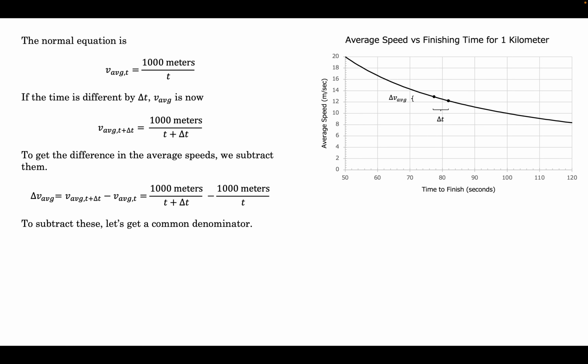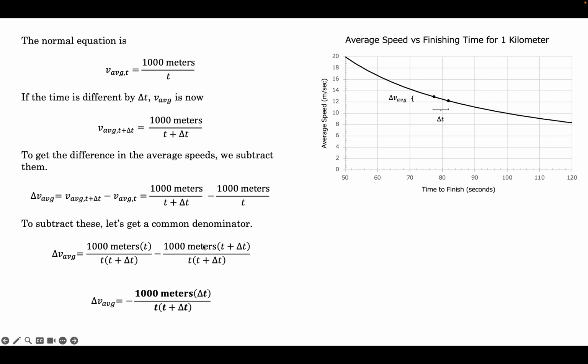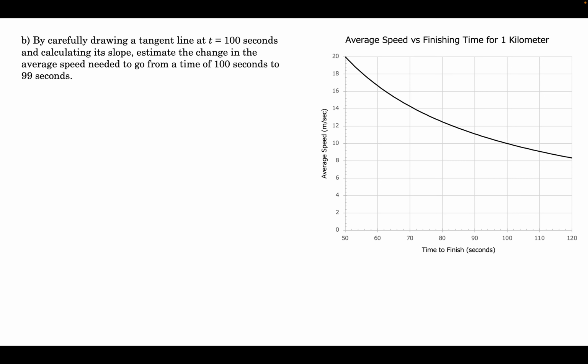We need a common denominator. We multiply this fraction, top and bottom, by t, and this fraction, top and bottom, by t plus delta t. And now we can subtract the numerators. We get negative 1,000 meters delta t over t times the quantity t plus delta t. It should be negative because when your time goes down, delta t is negative. Negative times a negative is a positive. Your V average is positive, right? If you go faster, time goes down, your average speed goes up. Should make sense.